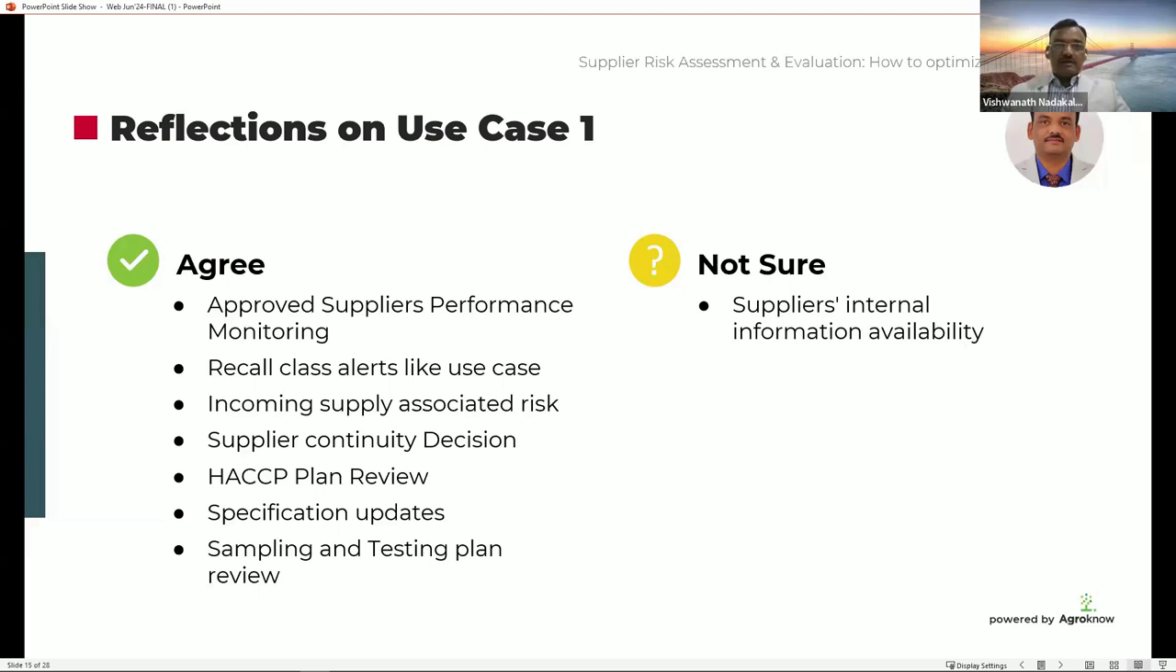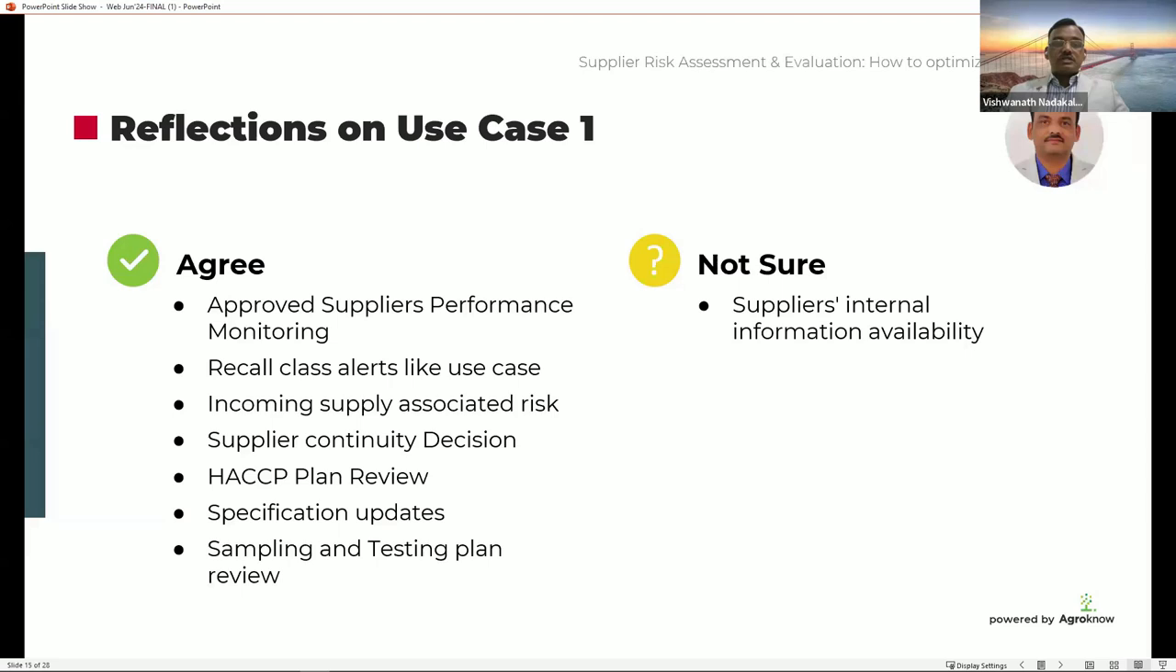Having these kinds of AI tools will help us with daily or periodic alerts or information. You may not be experiencing issues with your product, but for other products which they are manufacturing, or a similar product they are supplying to other customers, there could be some issues encountered. So having this kind of monitoring gives you information on whether your supplier is really performing well or not.